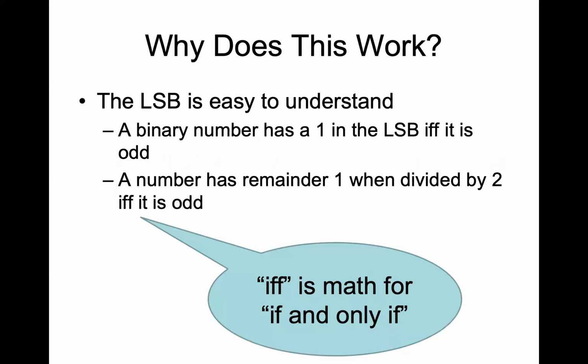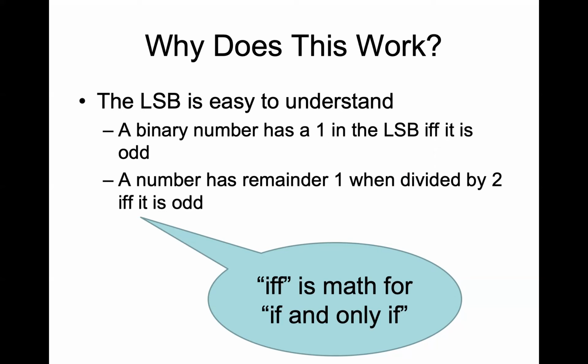So why did we just look at a correct algorithm for finding the binary representation of a number? What I want to start with is arguing about the least significant bit. The least significant bit is the bit at the right side of the binary number. It's in the ones place. One thing we can observe is that a binary number always has a 1 in its least significant bit if it's odd, and a number always has a remainder of 1 when divided by 2 if it's odd. So what we can see is that these conditions are essentially the same.